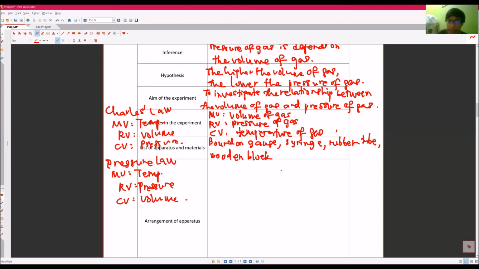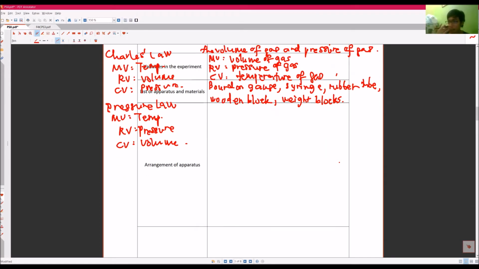So let's think about, probably, weight, weight block, something like that, to push the syringe. So it has a lot of weight. Now the arrangement of the apparatus.